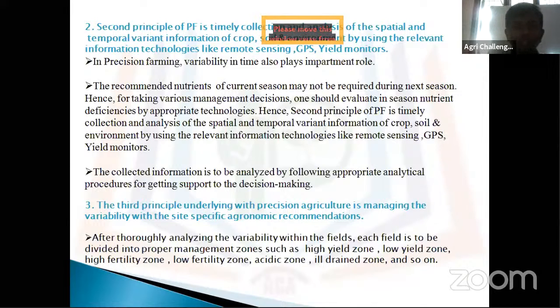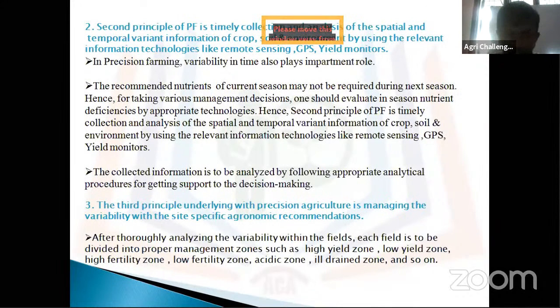You understood there is a variability, but how do you conclude that variability? You have to collect the data and analyze the data with the help of these tools, and conclude that there is this type of variability and this much variation. In precision farming, variability in time also plays an important role.